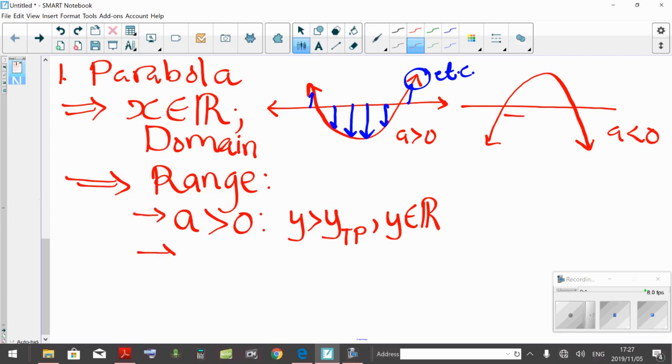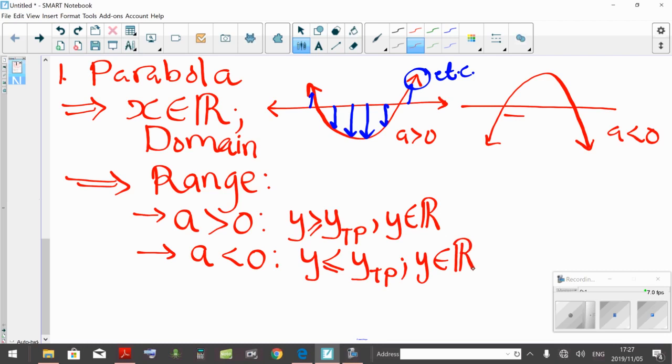However, for a less than 0, your range will be y less than or equal to the y value of the turning point. And y will be all real numbers.